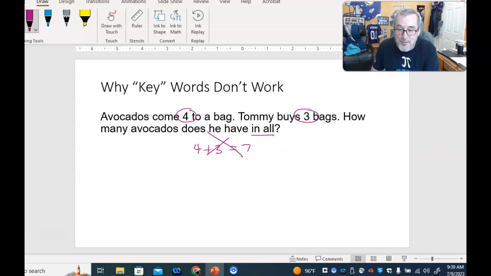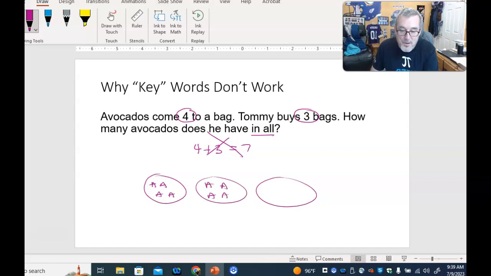Instead, avocados come 4 to a bag. Tommy buys 3 bags. So pretend there's a bag of avocados, a bag of avocados, a bag of avocados. There's 3 bags. There's 4 avocados in a bag. Bear with me. So students are thinking about the context. They're representing what they're seeing in words with maybe a diagram, a picture of some sort. And now they can look to see, hey, look, I've got 4, I've got 4, I've got 4, I've got 4 3 times, or I've got 3 copies of 4. There's 12 avocados. What happens here is multiplication, not addition.